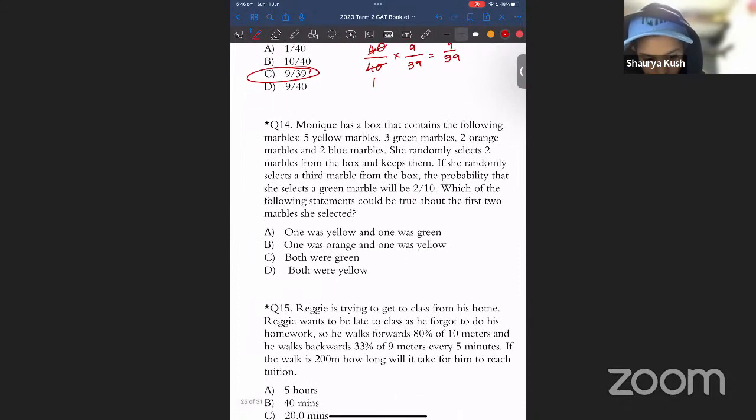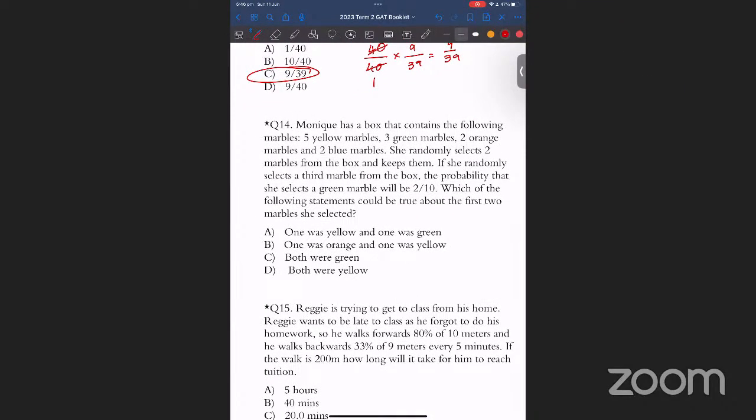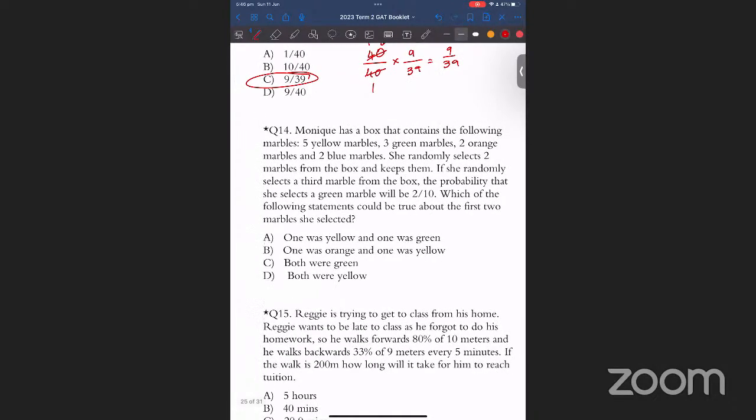Question number 14. Monique has a box that contains the following: 5 yellow marbles, 3 green marbles, 2 orange marbles, 2 blue marbles. She randomly selects 2 marbles from the box and keeps them. If she randomly selects a third marble from the box, the probability that she selects a green marble will be 2 out of 10. Which of the following statements would be true about the first two marbles she selected?